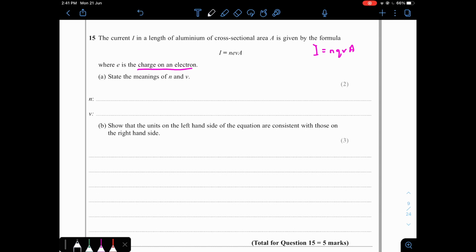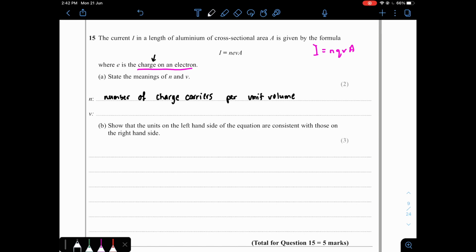So n is the number of, so number of what? These are the charges, right? So this must be the number of charge carriers per unit volume.